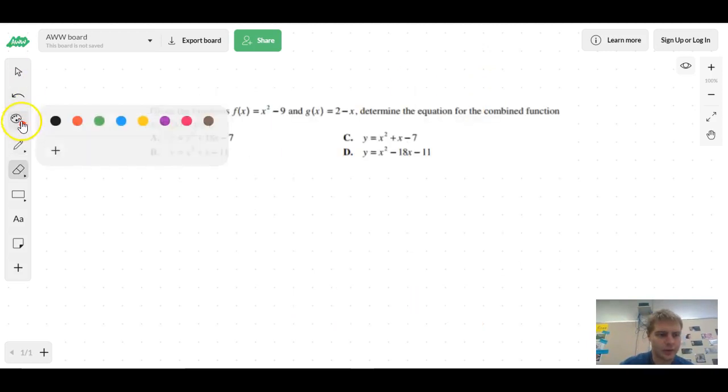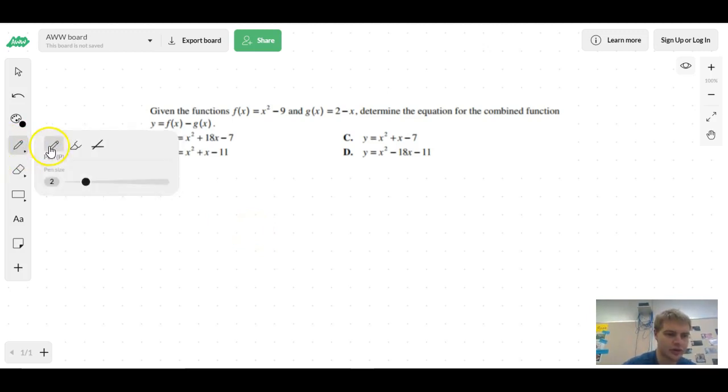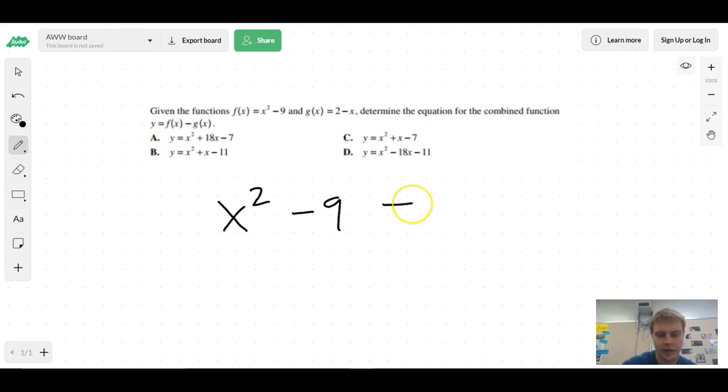For this problem, they'd like us to subtract the two functions. Since they'd like us to subtract the two functions, I'm going to write down what they have, which is x squared minus 9, minus, and I'm going to rewrite this so it kind of matches the form we're used to.